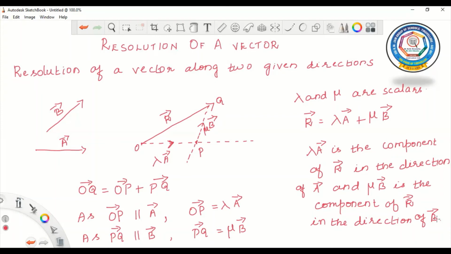In the next class, we are going to learn about rectangular components of a vector.